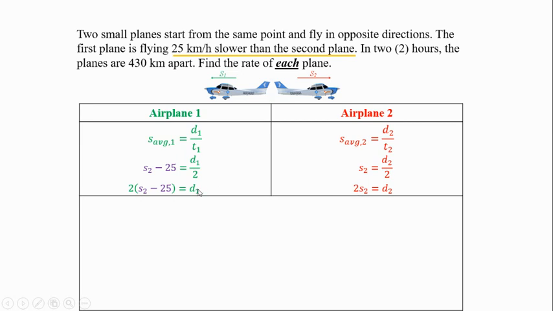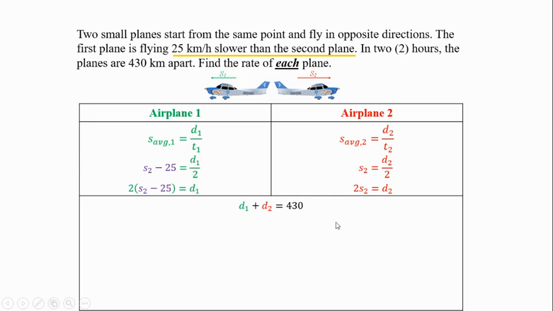Just to remind you, this step is crucial, and this is usually where kids struggle: you don't just know to solve for D1 and D2, but it has to make sense. From the given statement, it says that the two planes are moving apart. So I know that if I solve for D1 and D2 and add those two distances up, it'll give me 430. This is kind of the key to unlocking this problem. So with that, I can set up my next statement: D1 plus D2 must equal 430 kilometers.